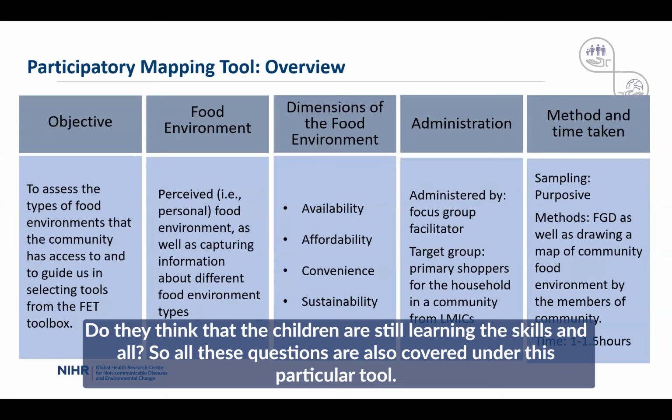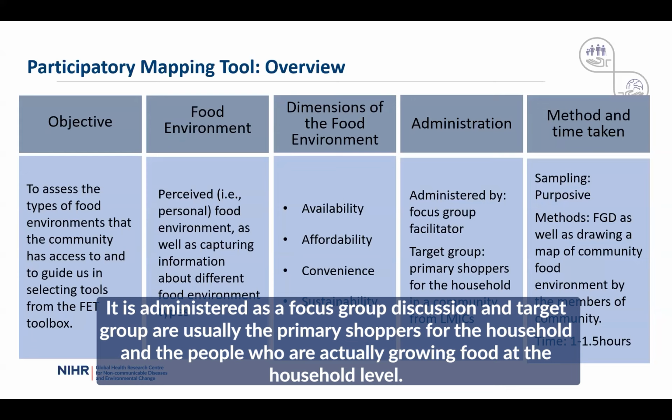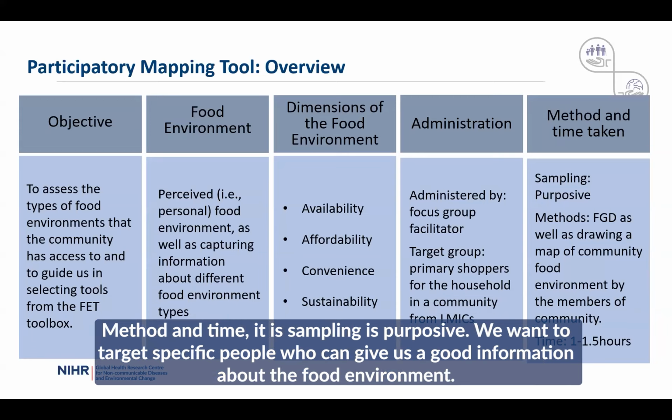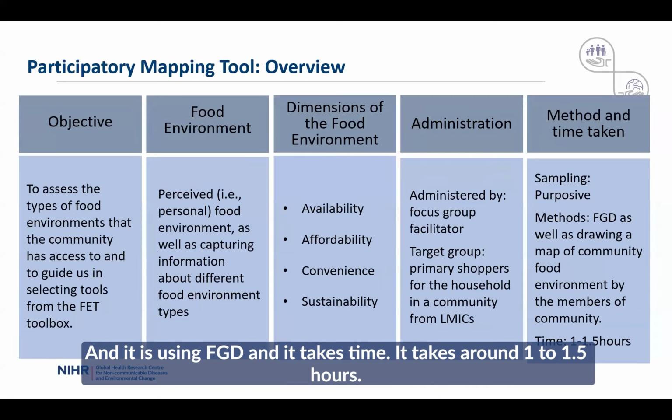It is administered as a focus group discussion, and the target group are usually the primary shoppers for the household and the people who are actually growing food at the household level. Method and time: the sampling is purposive. We want to target specific people who can give us good information about the food environment, and it is using FGD, and it takes around 1 to 1.5 hours.